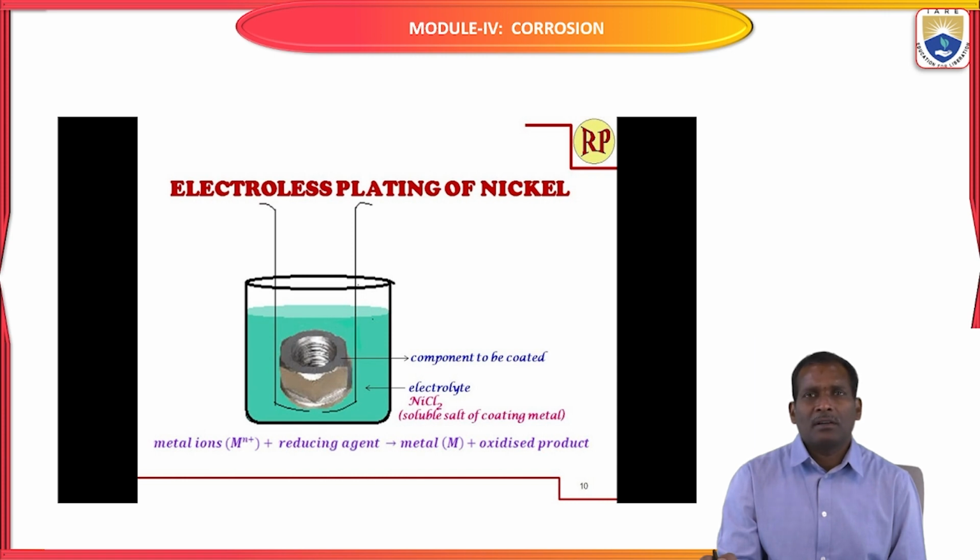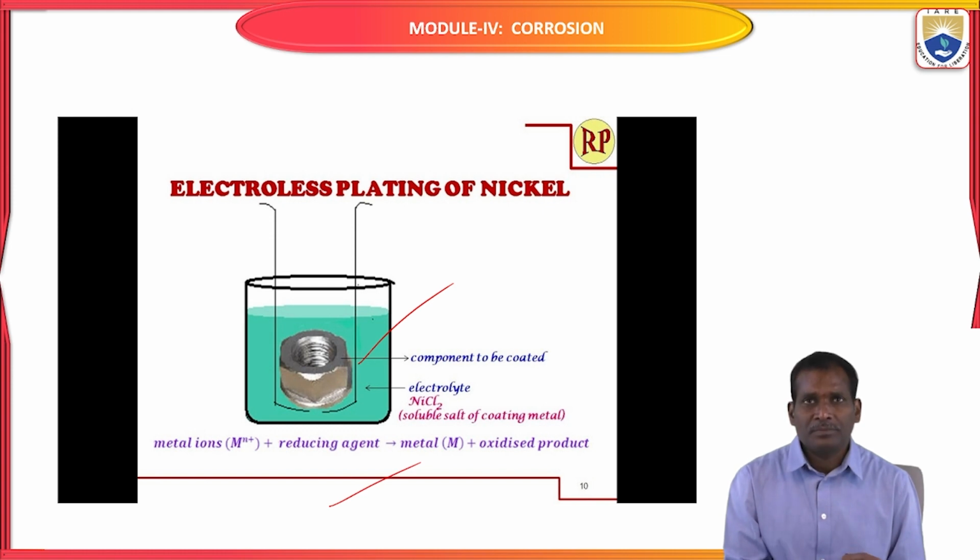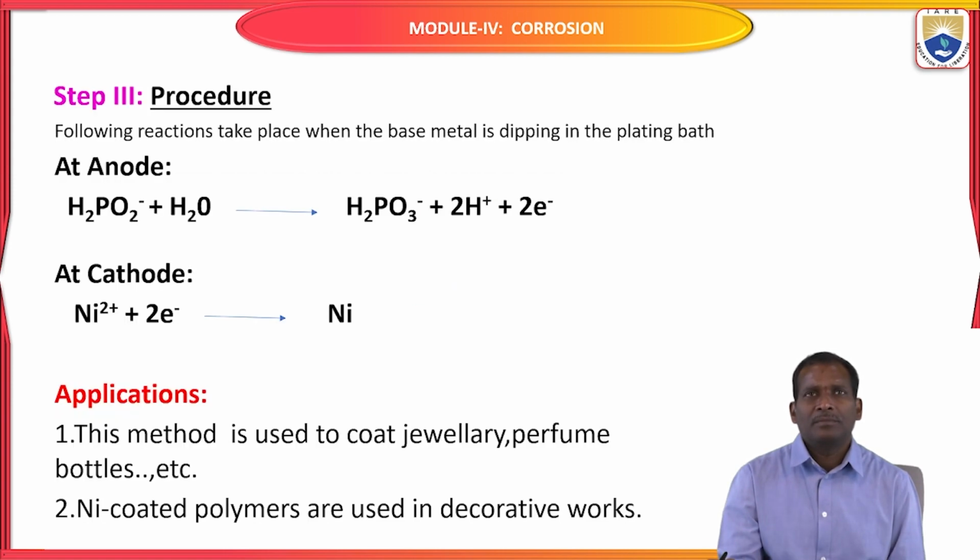Next, the electroless plating of nickel process is shown in this diagram. Here the component to be coated is a nut, and the electrolyte is a soluble salt of the coating metal, nickel chloride, NiCl2. The metal ions plus reducing agent give metal plus oxidized product. Here I am not using any electricity. That is the main difference between electroplating and electroless plating of nickel.